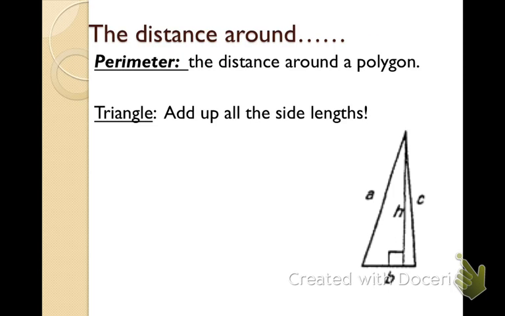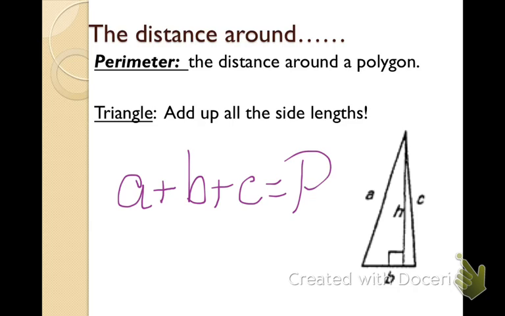Okay, when we talk about perimeter, that is just the distance around a shape, and in this case, the shape is a polygon. For a triangle, how you're going to find the perimeter is that you're going to add up all the side lengths. There is no formula for this, but in this particular triangle, I'm going to add the length of A plus the length of B plus the length of C to give me my perimeter, and the capital letter P means perimeter.